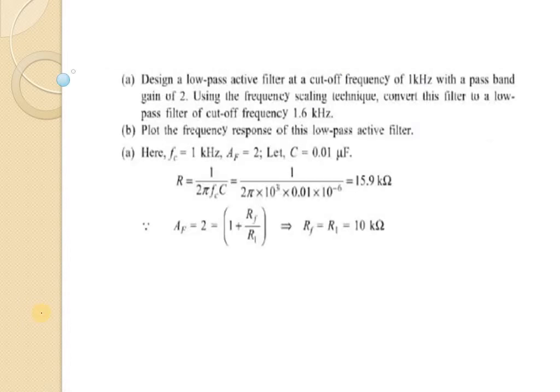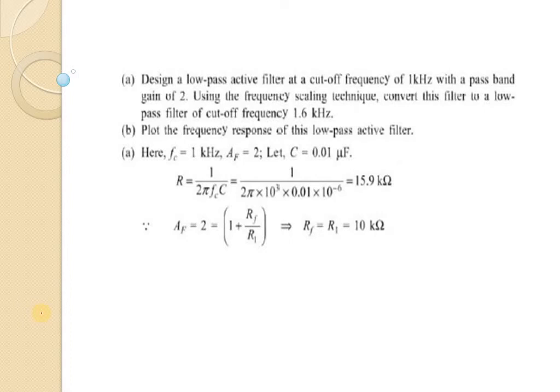Now we will design a low pass filter. An example we have considered. A. Design a low pass active filter at a cutoff frequency of 1 kHz with a pass band gain of 2. Using the frequency scaling technique, convert this filter to a low pass filter of cutoff frequency 1.6 kHz. B. Plot the frequency response of this low pass active filter.